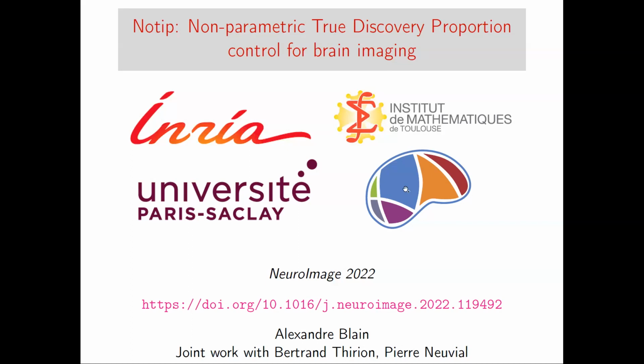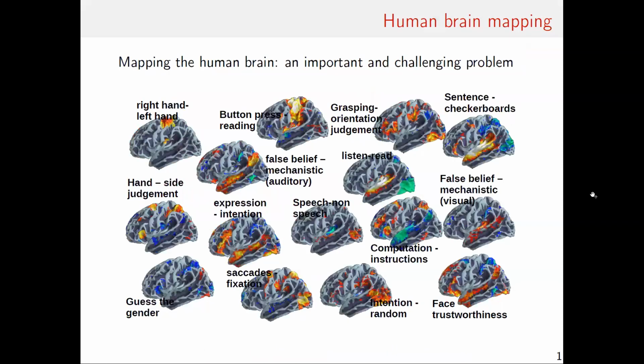So the problem that we are trying to tackle in this paper is the problem of brain mapping, which you're all familiar with, which is the idea of trying to map relevant brain regions to certain cognitive functions. So you have a few examples of contrast here on the slide.